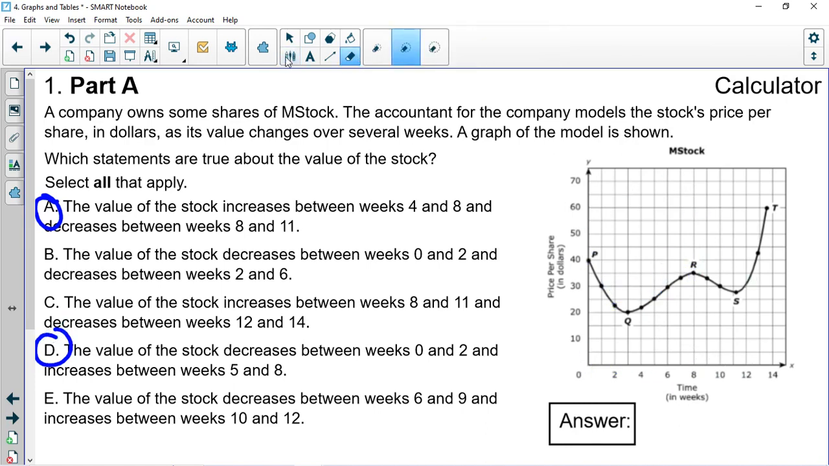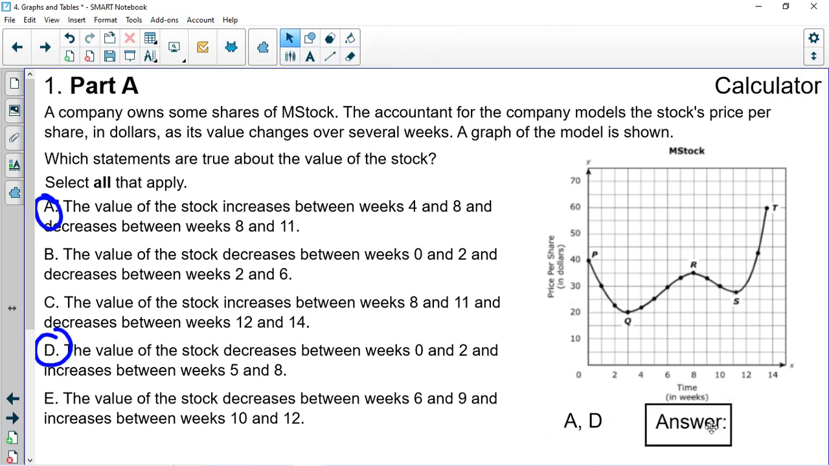Last up is choice E. It says the value of the stock decreases between weeks 6 and 9. 6 is right here, and 9 is right there. And that's an increase. So we don't even need to read any more of that. That's incorrect. So the answer is A and D. The only thing left to do now is check the answer. A and D. All right.